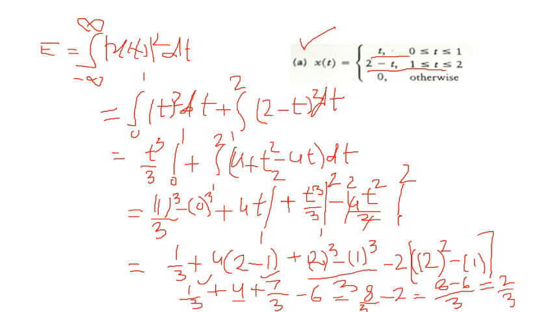So since the energy is finite and non-zero, that means its power will be 0, so it's an energy signal with energy equal to this. You can also go and find the power for this signal, which will result in 0.